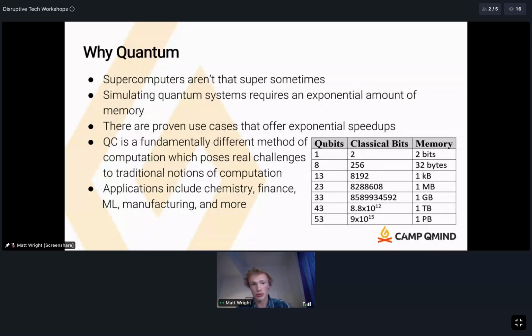And another thing about this table that I don't love is that it assumes you can represent each of the amplitudes with just one bit, right? When in reality, these amplitudes are complex numbers. So you're going to need at least 2 bytes to really represent them. And so you can multiply all these numbers by like 16 to get a better idea of it. But that's how it scales, and that's where a big advantage comes from.